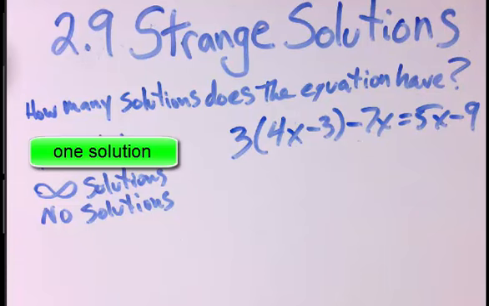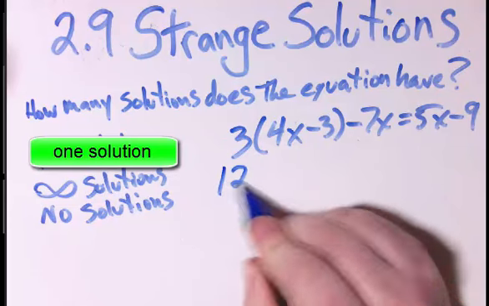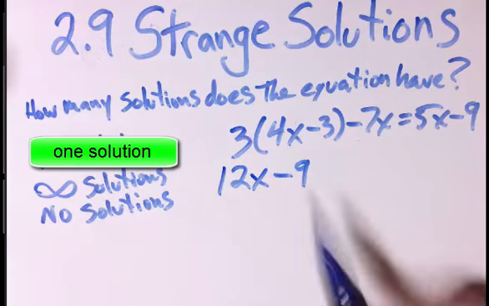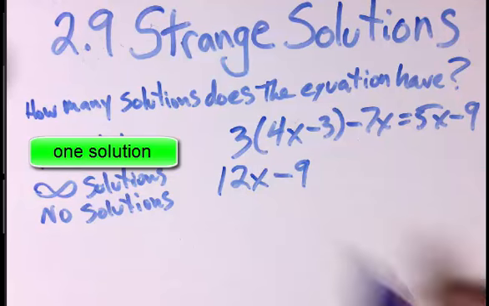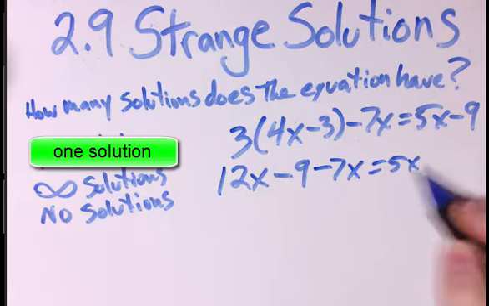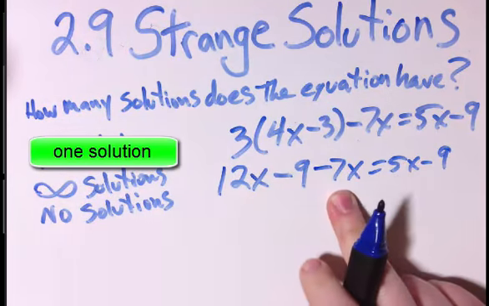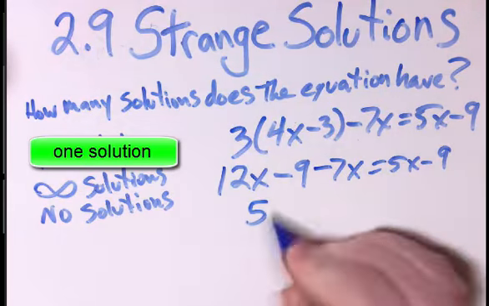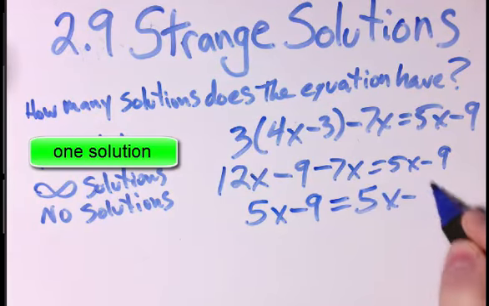Alright, so let's walk through this one. First thing we're going to do is work through the parentheses here. So 3 times 4 gives us 12x. 3 times a negative 3 gives us a negative 9 minus 7x is equal to 5x minus 9. So then 12x minus 7x gives us 5x minus 9 is equal to 5x minus 9.